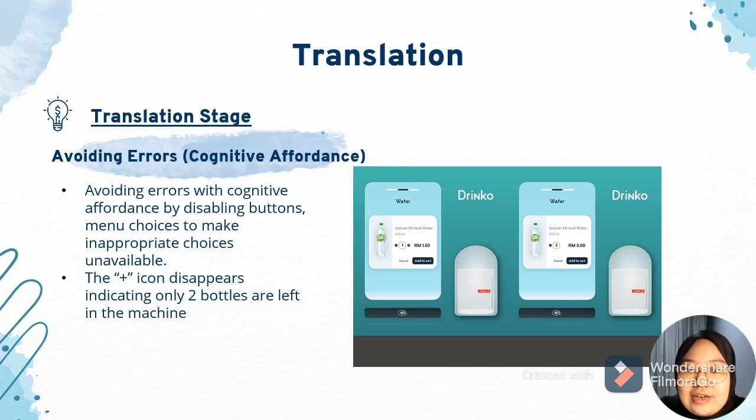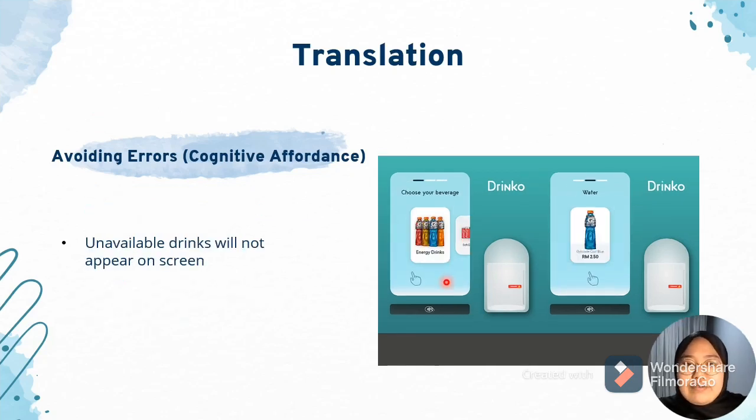So as you can see here, the plus icon, this one disappears, indicating that only 2 bottles is left in the vending machine. So the errors that can be avoided is if there is a plus button here, users will add more items into the cart, such as, for example, adding 4 mineral water into the cart. But since there's only 2 in the vending machine, the users will only get 2 and the other 2 will not be dispensed out. So this will cause errors on the vending machine.